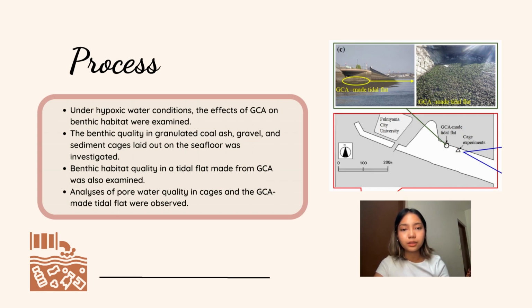Specifically, the benthic habitat quality in granulated coal ash, gravel, and sediment cages placed on the seafloor was examined over time. In addition, the benthic habitat quality in a tidal flat made from GCA was also investigated. Furthermore, analysis of the pore water quality in the cages and the GCA-made tidal flat were also observed.